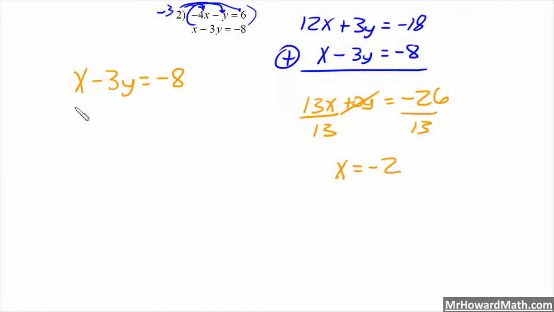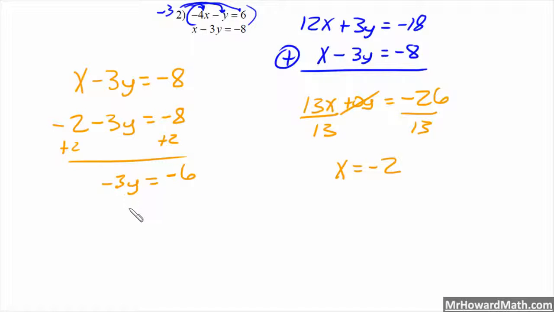So I'll rewrite it that way. X is now negative 2. Minus 3y equals negative 8. Solve for y. So I add the 2, negative 3y equals negative 8 plus 2, which is negative 6. Solve for y here, divide by negative 3. So y equals positive 2.